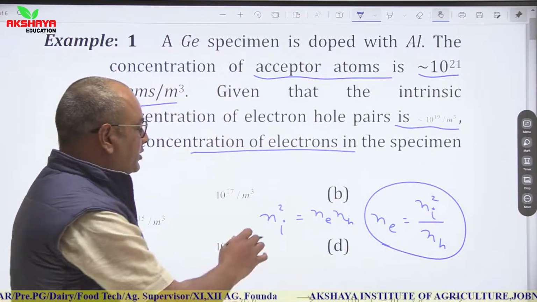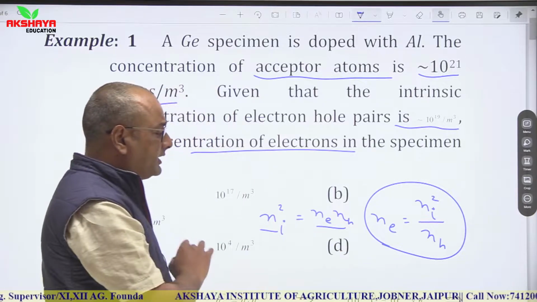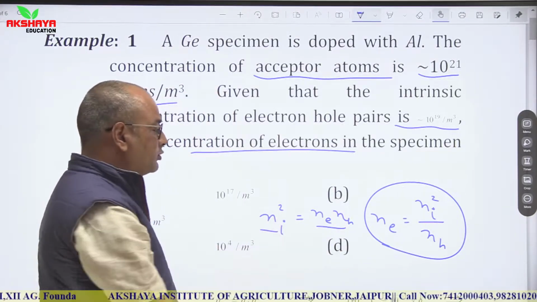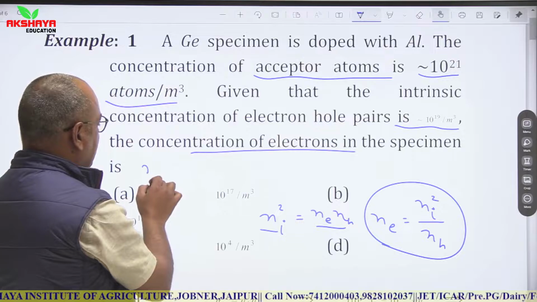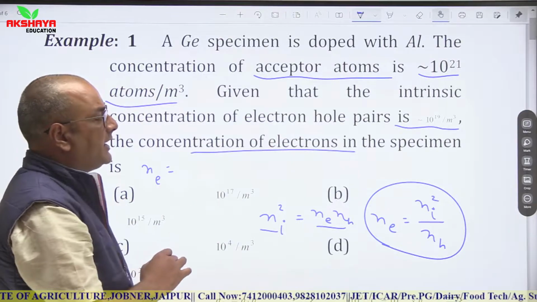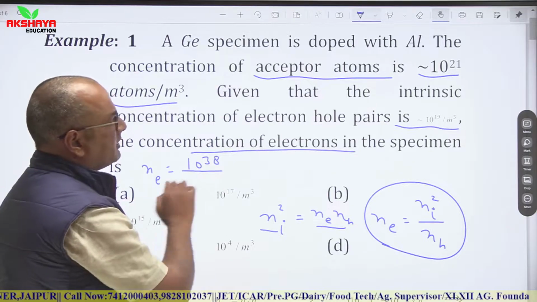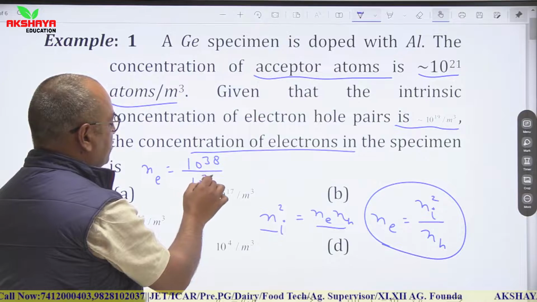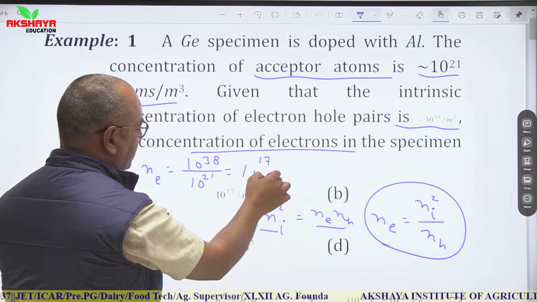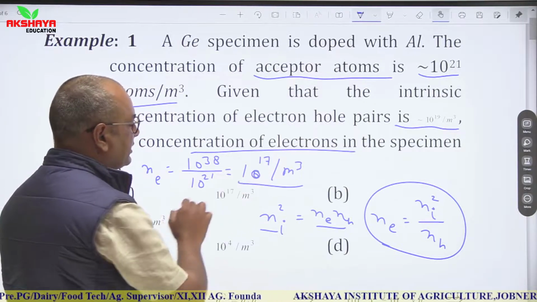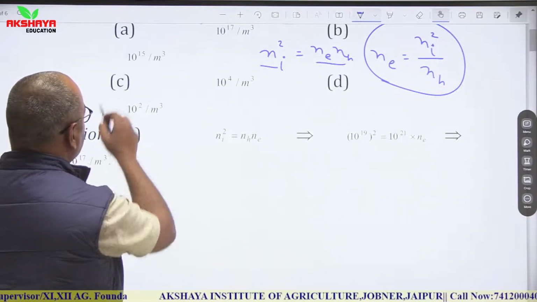So we will directly use the relation Ni square is equal to Ne into Nh, and from here we will calculate the concentration of electrons, which is Ni square upon Nh. Here Ni is 10 to the power 19, so its square means 10 to the power 38, divided by 10 to the power 21 for the acceptor impurities. So it becomes 10 to the power 17 per meter cube. This is the concentration in this given specimen, so the first option will be correct.